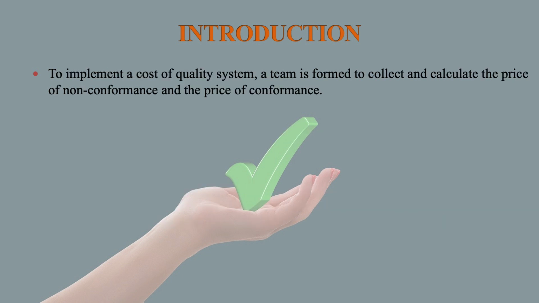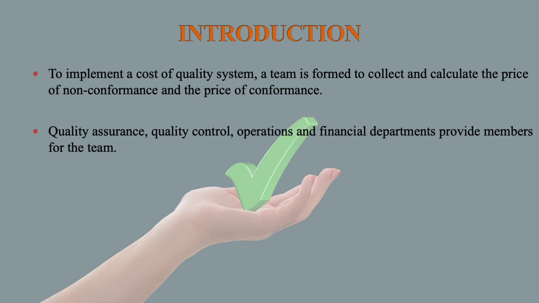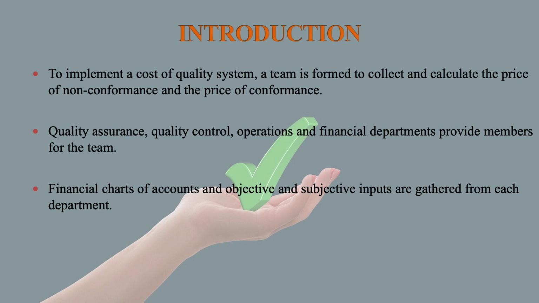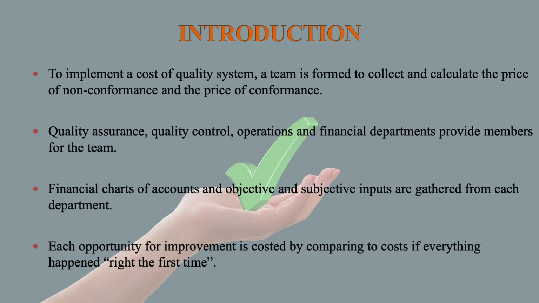To implement a cost of quality system, a team is formed to collect and calculate the price of non-conformance and price of conformance. The quality assurance, quality control, operations and financial departments provide members for the team. Financial charts of accounts and objective and subjective inputs are gathered from each department. Each opportunity for improvement is costed by comparing to costs if everything had happened right the first time.